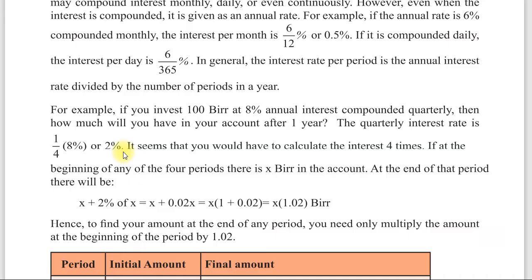በየ4 ወሩ ማለት ነው ወይም በየ3 ወሩ ማለት ነው። 4 ጊዜ የሚከፈል ማለት በአመት 4 ጊዜ ማለት በየ3 ወሩ ማለት ስለዚህ በየ3 ወሩ 2% ይከፈላል ማለት ነው። It seems that you would have to calculate the interest 4 times.